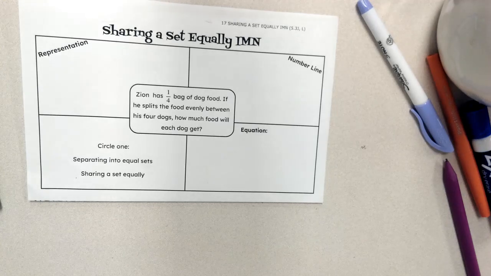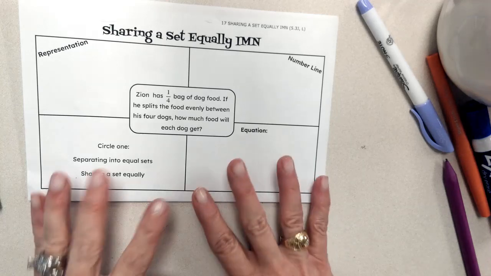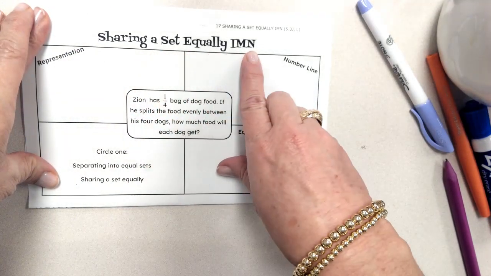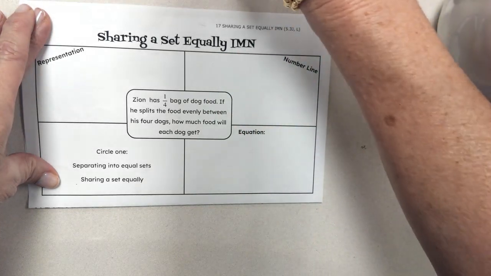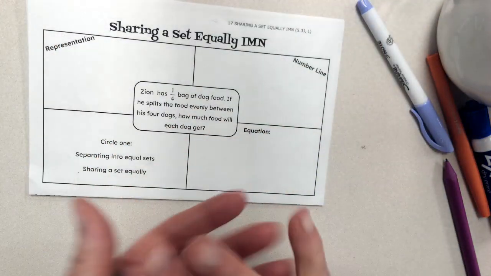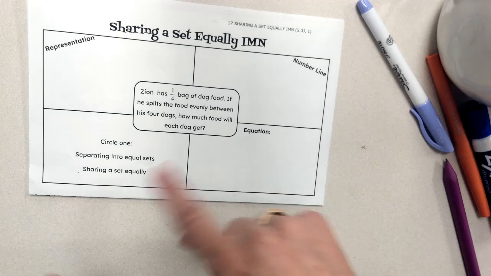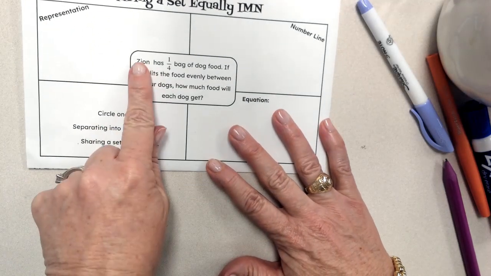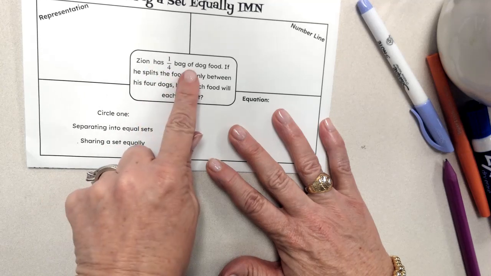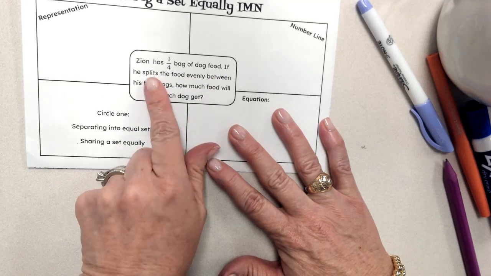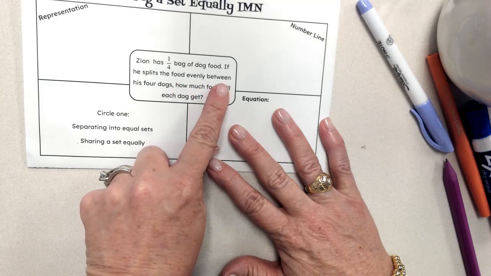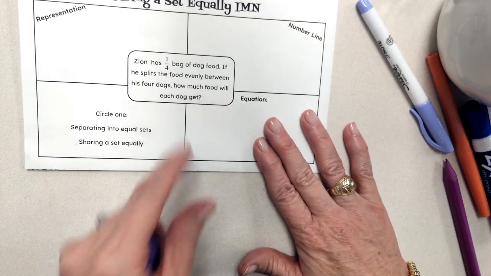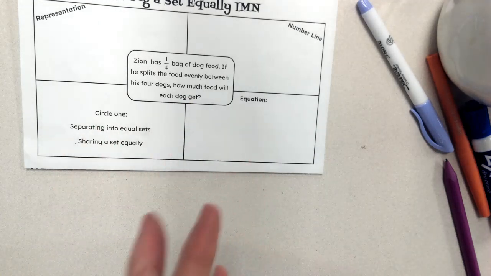All right. So you should all have this paper in front of you. This is sharing a set equally. This is your IMN. And if you still have your Play-Doh handy, that's great, because we're going to act this out first before we do any writing. So it says Zion has half a bag of dog food. If he splits the dog food evenly between his 4 dogs, how much dog food will each dog get?